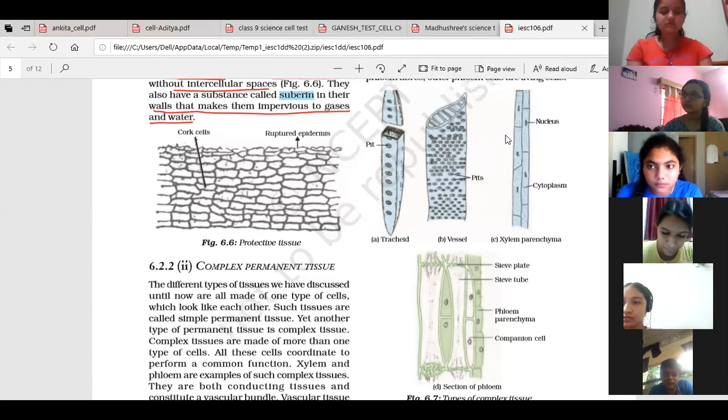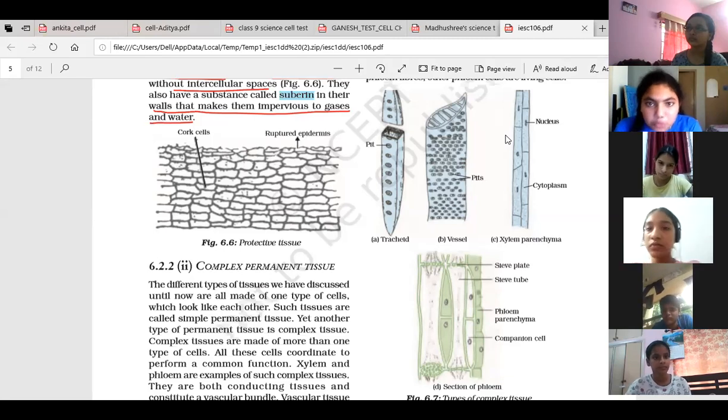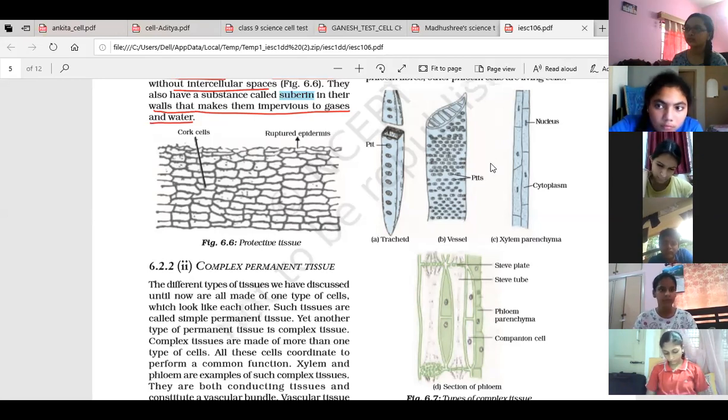Okay, so xylem is made up of 4 types of cells. One type is xylem tracheids. Second one is vessels. Third one is parenchyma, xylem parenchyma. And the fourth one is xylem fiber, that is sclerenchyma. So all 4 of these cells are performing 4 different functions.